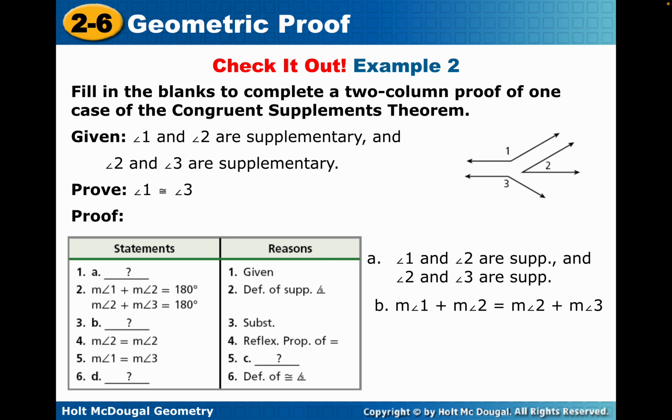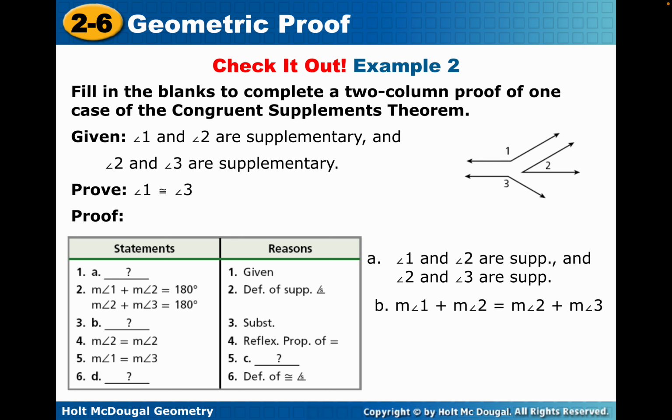All right, now that was substitution. If you look at step 4, it says the measure of angle 2 equals the measure of angle 2, and that's the reflexive property. That was one of the properties we learned with the algebraic proofs. They equal each other, so we can say that these two equal each other because they're both on two different sides. Those are going to be the reflexive property.